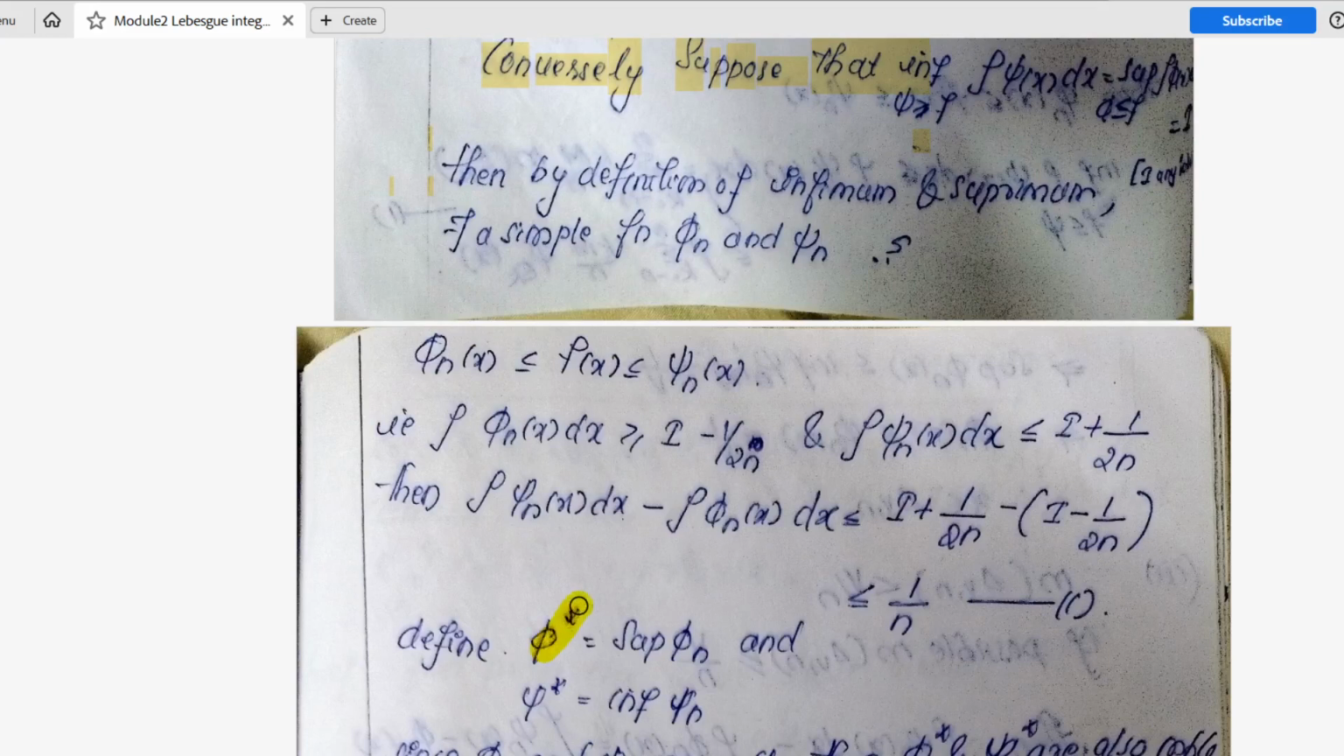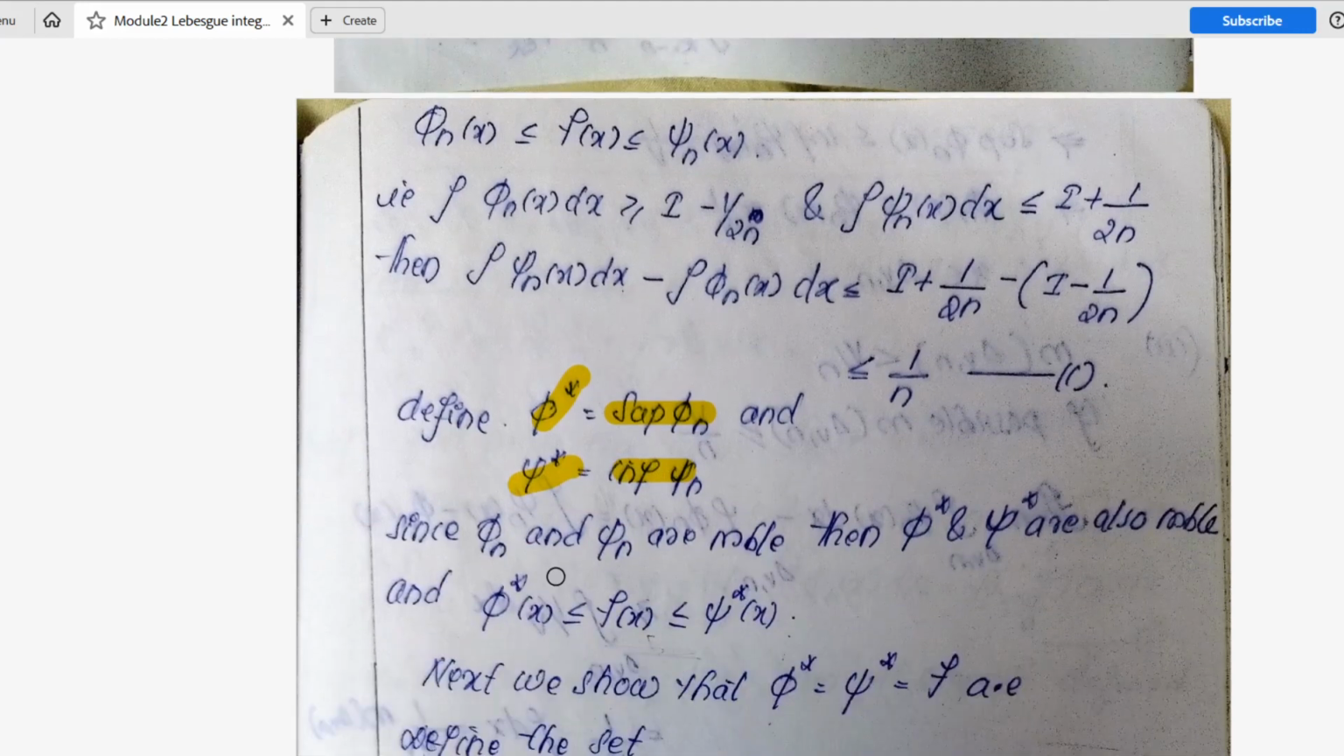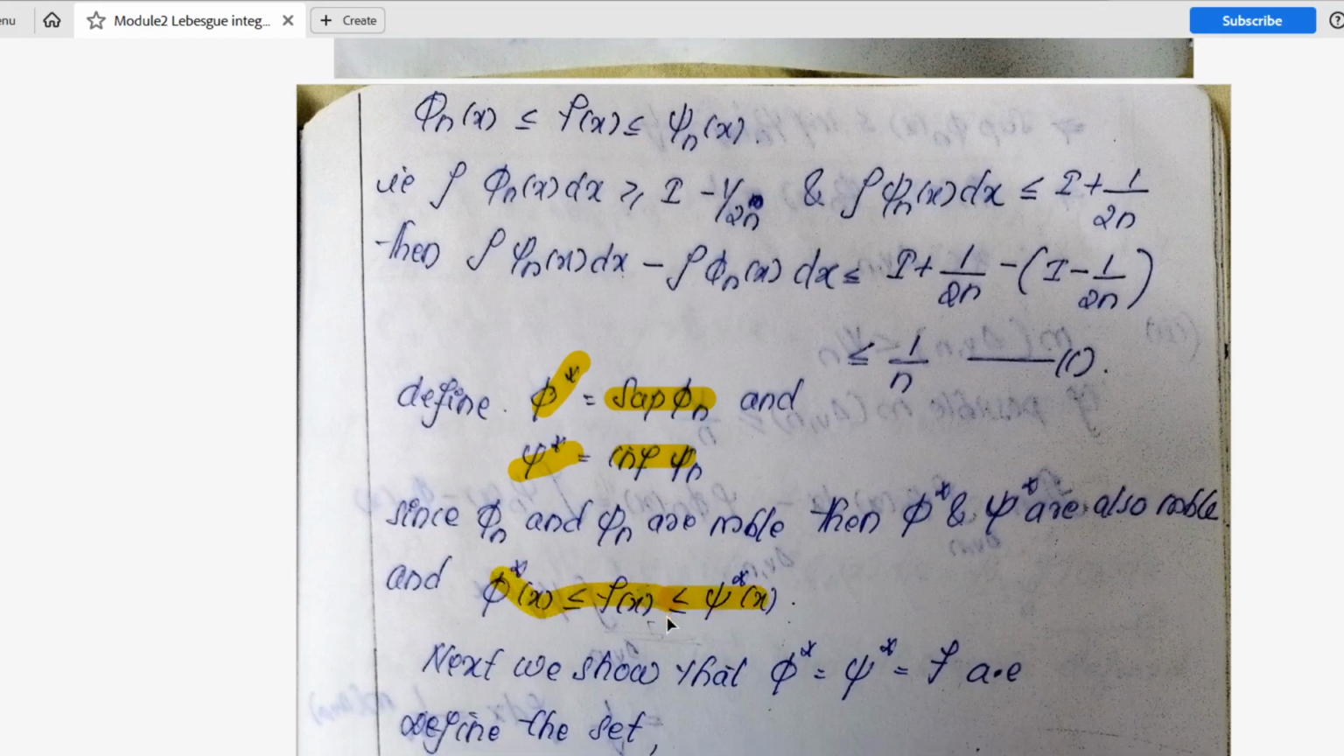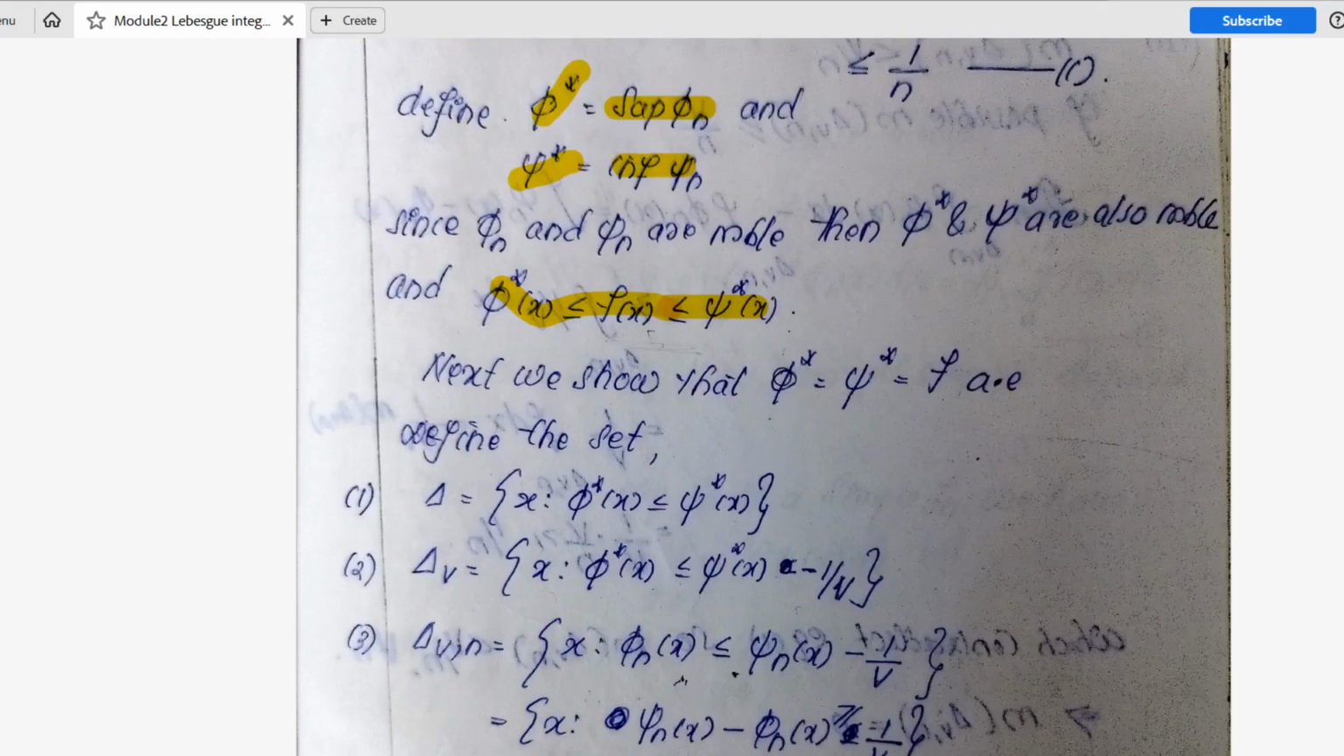Now we define phi star equal to the supremum of phi n and psi star equal to the infimum of psi n. Since phi n and psi n are measurable, phi star and psi star will be measurable. Phi star of x is less than or equal to f of x, which is less than or equal to psi star of x. Now we show that these three are equal.